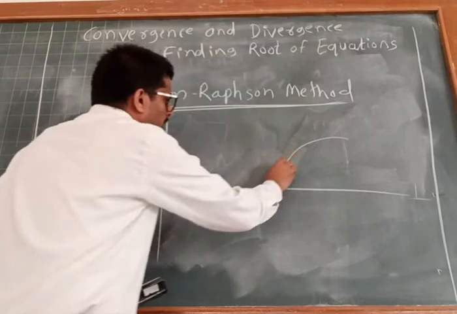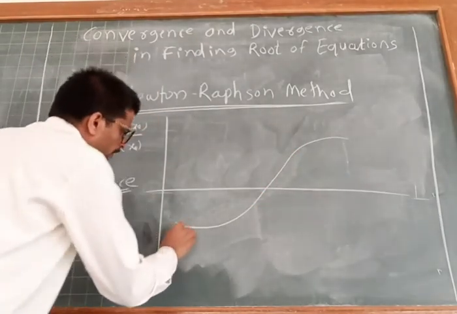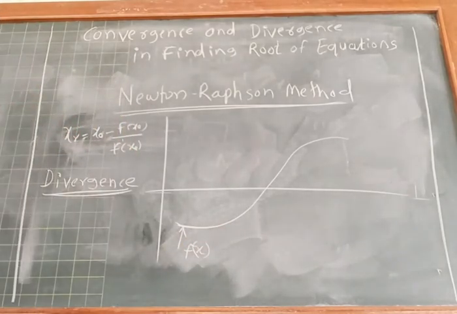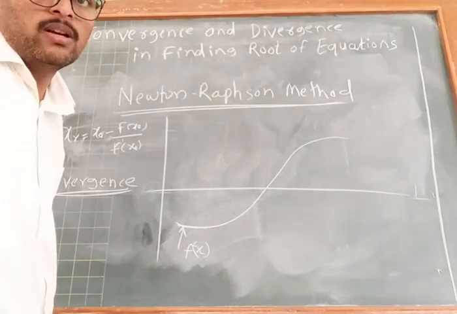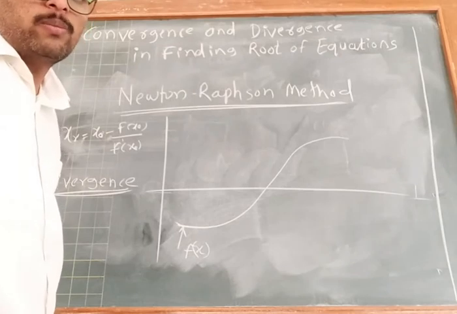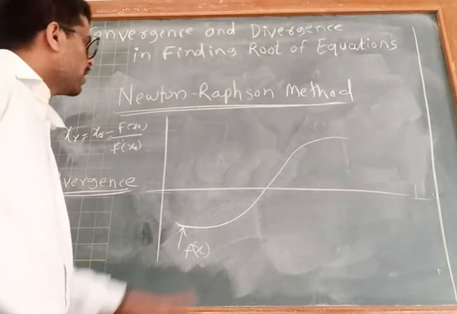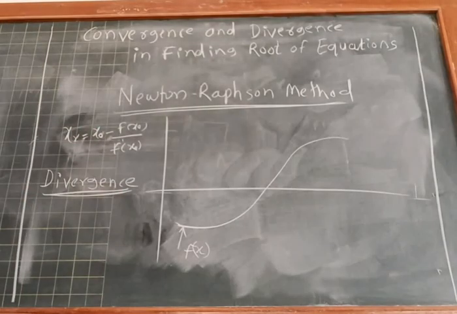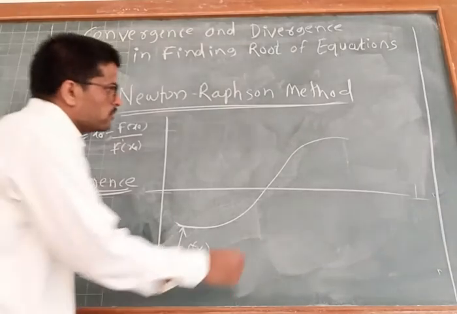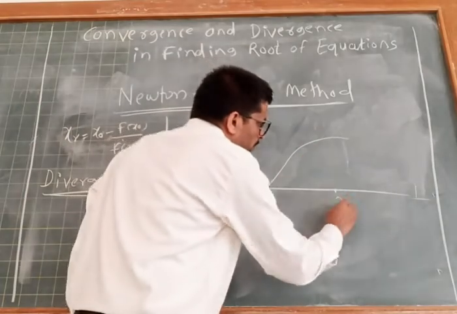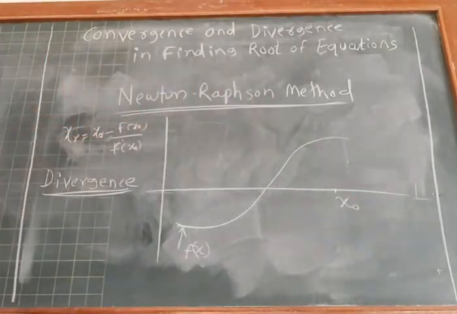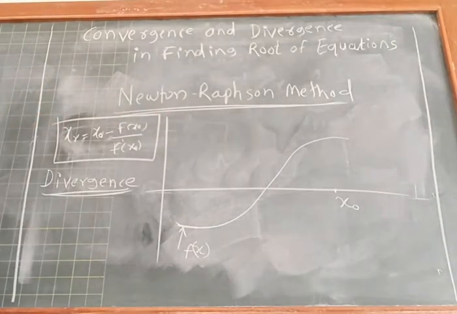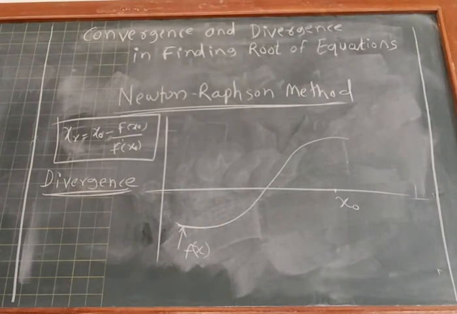So let us consider this is the f of x equation, the graph, the curve for f of x. f of x is any equation in the form of x for which we have to find the root. Now this is the given equation f of x, and we have to find the root of this equation using the Newton-Raphson method. Let us consider we have chosen initial case x0, and by using the formula we will get xr.